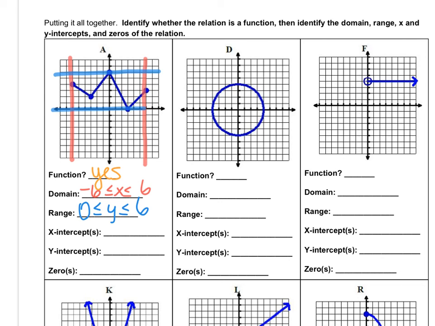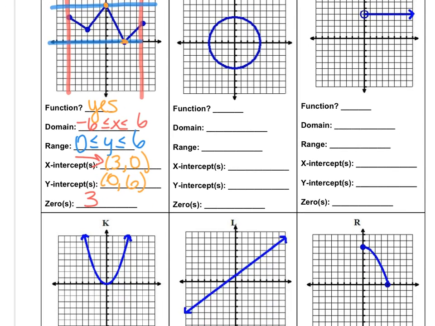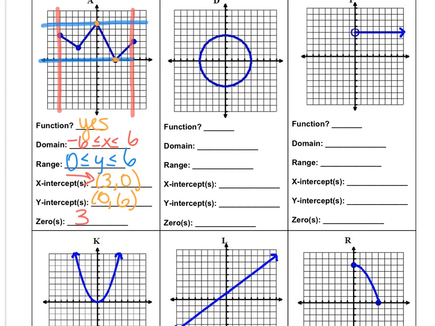X-intercept, well, if you see here, it crosses, and even though it touches, that counts as an x-intercept. So it crosses at (3, 0). Nowhere else does it hit the x-axis. And then our y-intercept is all the way up here, which is the point (0, 6). And again, our zero is just the x value of our x-intercept, so that's 3. So that's me identifying all the different characteristics of graph A. So go ahead and try the other 5 graphs, and we'll check it when you get to class the next day.